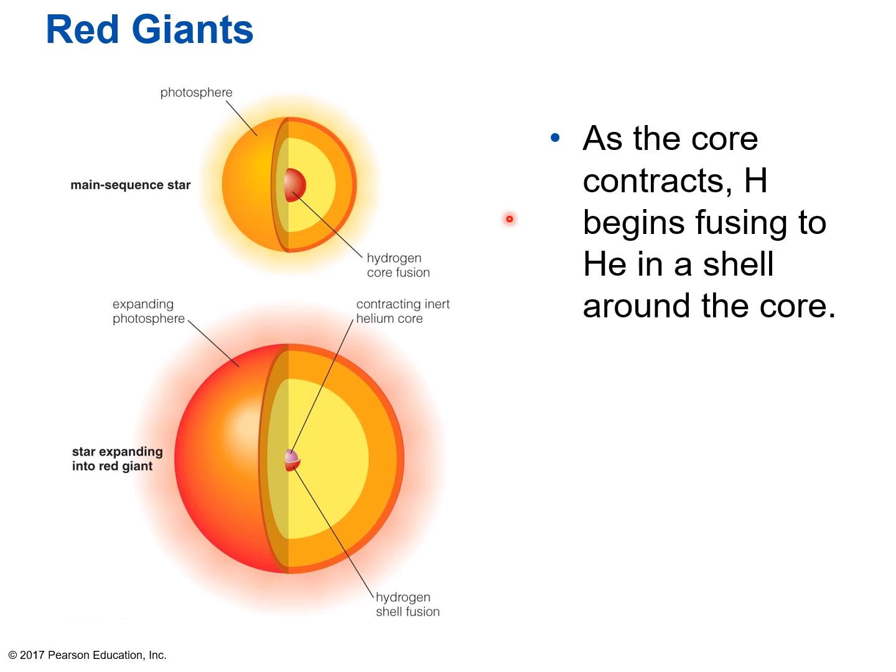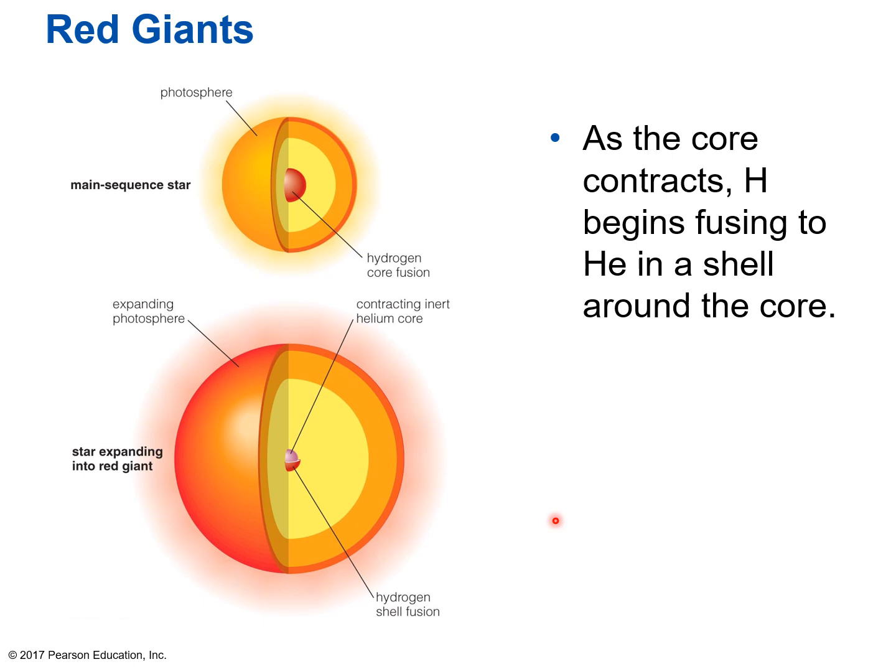Now, once all that hydrogen gets used up, let's go down to this picture of a star expanding into a red giant. You have the contracting inert helium core. Inert just means it is not fusing, so it's a ball of helium. However, around it is very high temperature, high pressure hydrogen. So this shell that surrounds it fuses into helium. So the nuclear reactor has started up again.